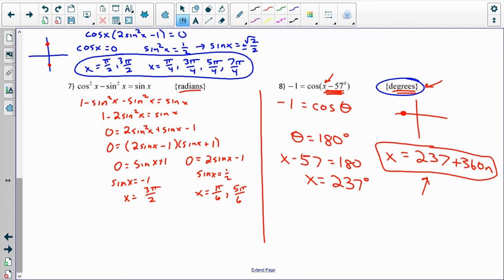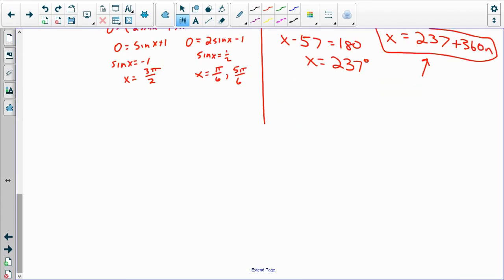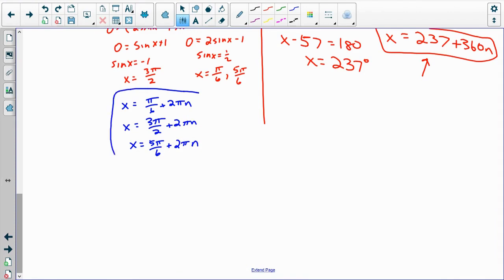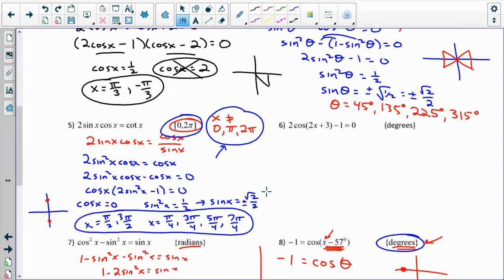And the period is 2 pi. So x equals pi over 6 plus 2 pi n. x equals 3 pi over 2 plus 2 pi n. And x equals 5 pi over 6 plus 2 pi n. So I end up with 3 possible answers, and they keep cycling through every 2 pi.